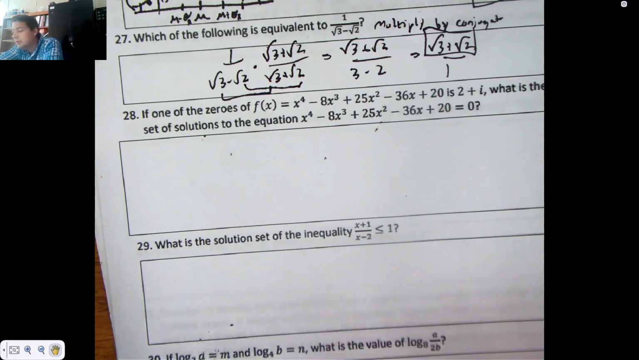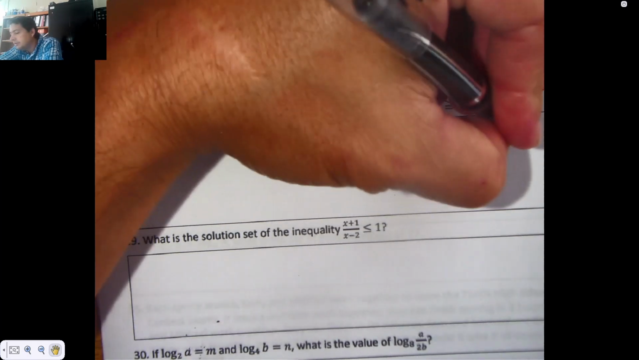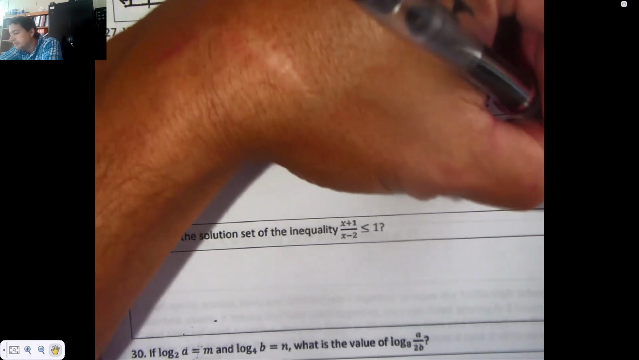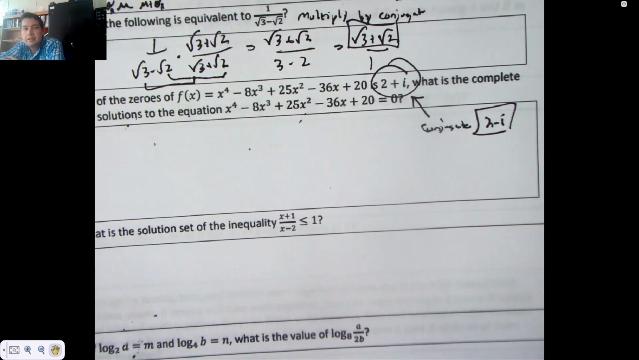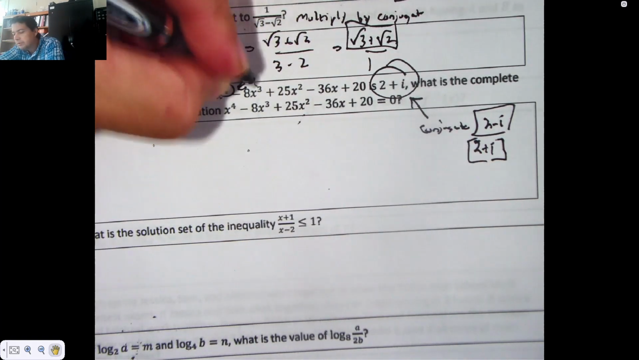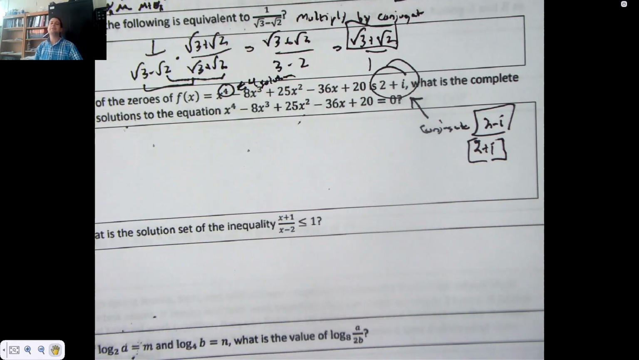If one of the zeros of x to the fourth minus 8x cubed plus 25x squared minus 36x plus 20 is 2 plus i. Ooh, 2 plus i. Conjugate. It's 2 minus i. What is the complete set of solutions of the equation x to the fourth minus 8x cubed plus 25x squared minus 36x plus 20 equals 0? Here's one of them, so we have 2 minus i. We have 2 plus i, there's 2, and there are 4 answers, 4 solutions. Now, one of them might be repeated, and I have a hunch it is.